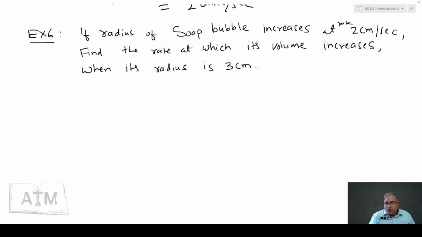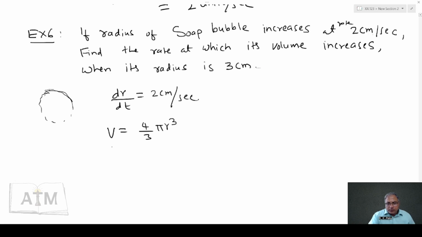If the radius of a soap bubble increases at the rate of 2 centimeter per second, find the rate at which its volume increases when its radius is 3 centimeters. Now it is a soap bubble and it is increasing. So the radius is increasing at the rate dr by dt, given as 2 centimeter per second. And we know that the volume of the sphere is given by 4 by 3 pi r cube.